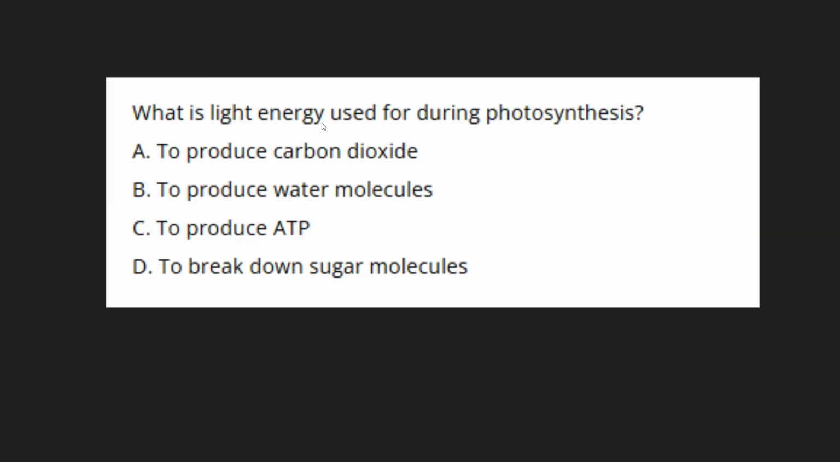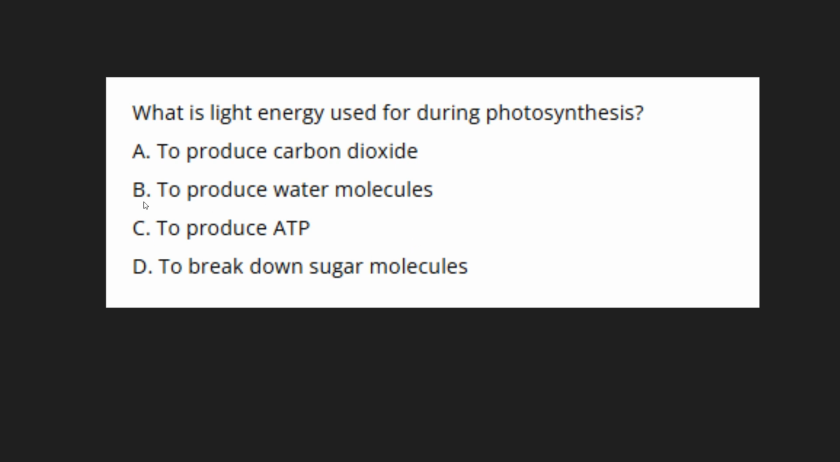What is light energy used for during photosynthesis? To produce carbon dioxide, to produce water molecules. These two are definitely not. Although you might think carbon dioxide, well, no, we're using it in the light-independent reactions. These are only light dependent because you need light. You want to split water, or you want to excite electrons, right?